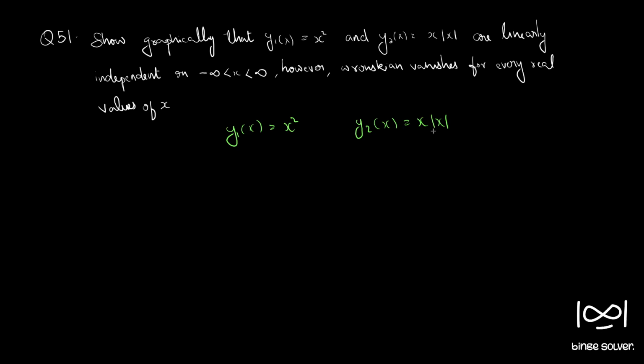So y2 of x is x mod x. We know that this can be written as x square for x greater than or equal to 0, and minus x square for x less than 0. So for all values of x less than 0 the function is the same as minus x square, and for all values greater than or equal to 0 it becomes x square. Graphically, if we are to show, it will look something like this.